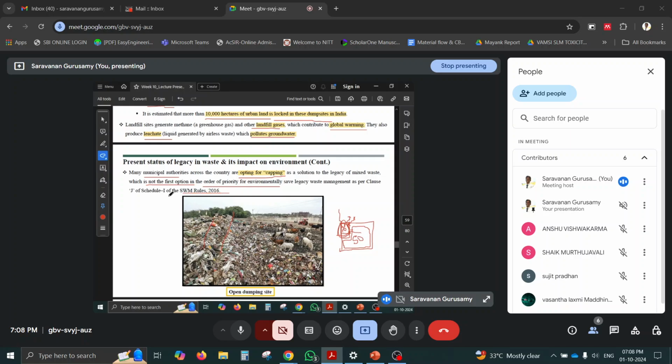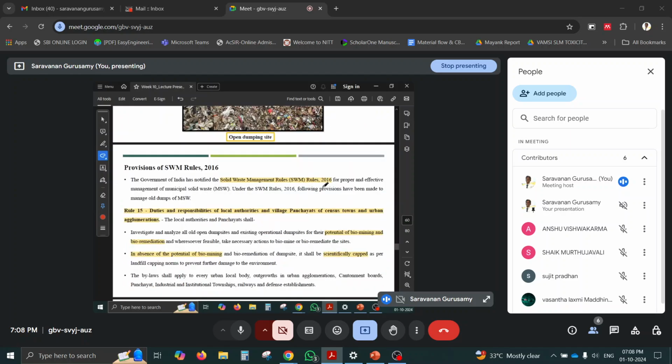As per the Solid Waste Management Rules, clause J of Schedule 1, and in the Solid Waste Management Rules 2016 itself, Rule 15, it is mentioned that it is the duty and responsibility of the local authorities, village panchayats, census towns and urban areas to check the feasibility and potential for biomining or bioremediation in the old dump sites in their locality. So if I am in Trichy, it is the responsibility of the local authority of Trichy to check the old dump site for the feasibility to biomine and bioremediate. If there is potential for biomining, go for it; otherwise it should be scientifically capped. That is the second option we have to follow.